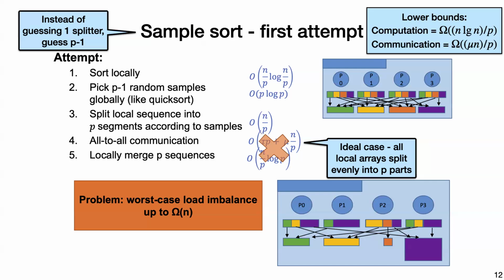In the ideal case, all the local arrays are evenly split into p parts, where all the p parts are evenly sized if you chose the pivots somehow magically correctly. However, in the worst case, the imbalance could be up to similar to n, because if you choose the pivots wrong, like in this case, many more elements are going into this last one than in here.